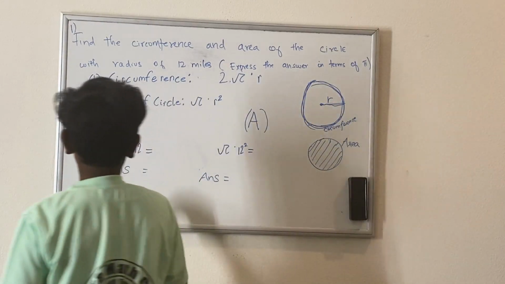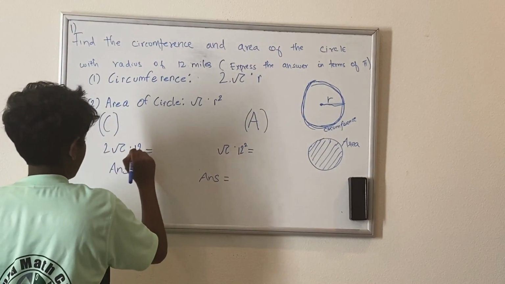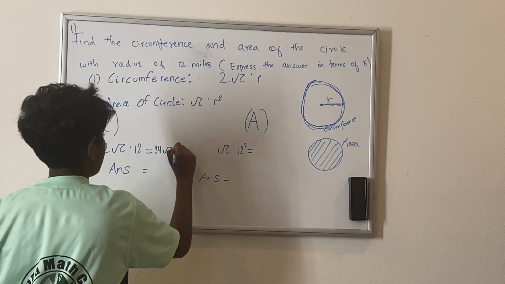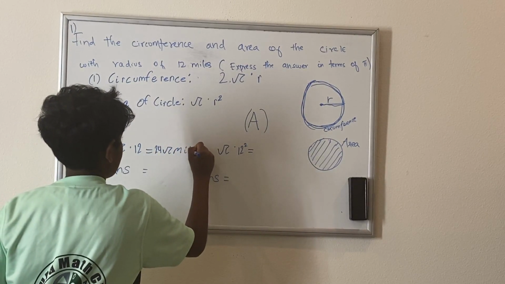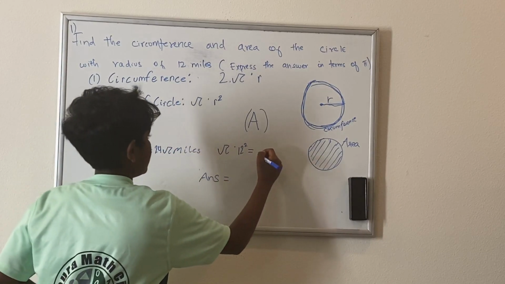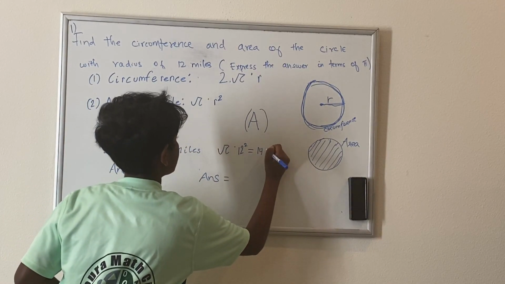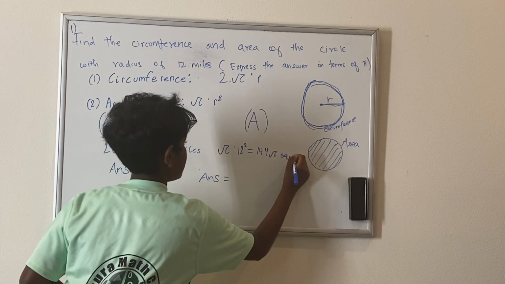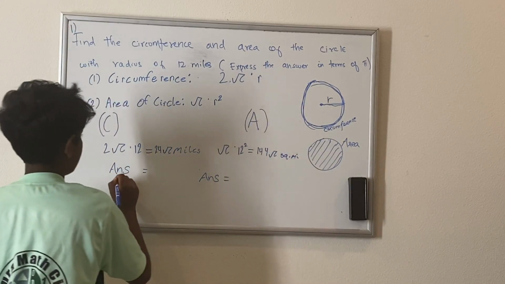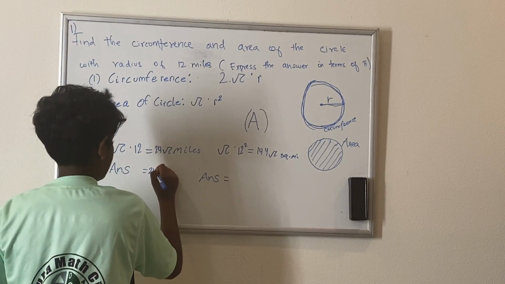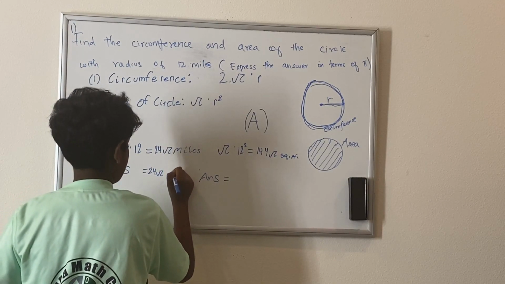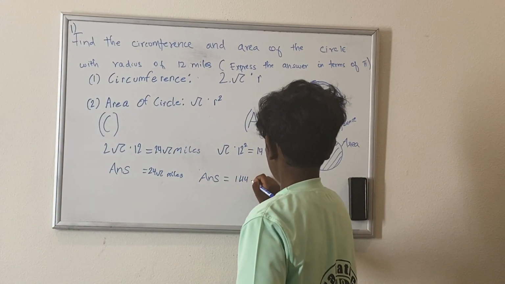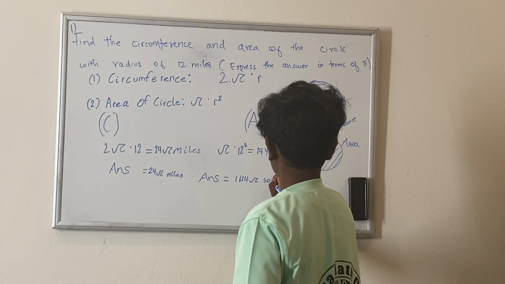So we look here. We know 2 pi into 12. It is 24 pi miles. And for the area, it is 144 pi square miles. So our answer is 24 pi miles and 144 pi square miles.